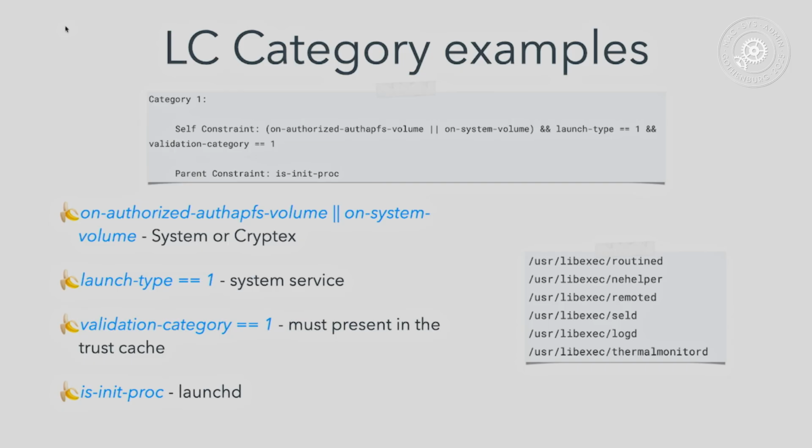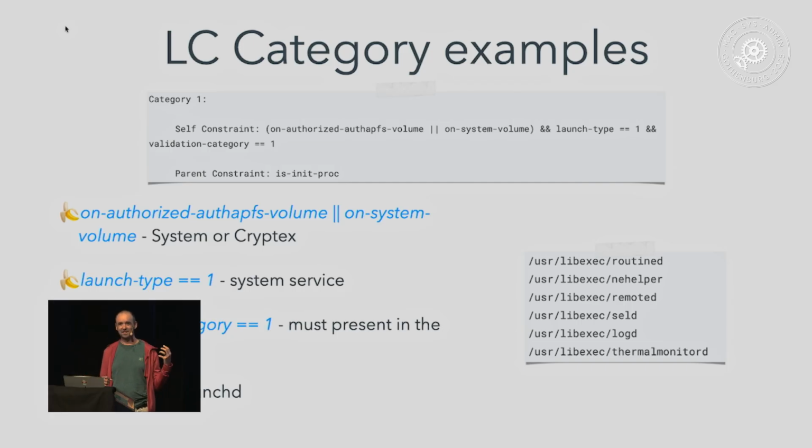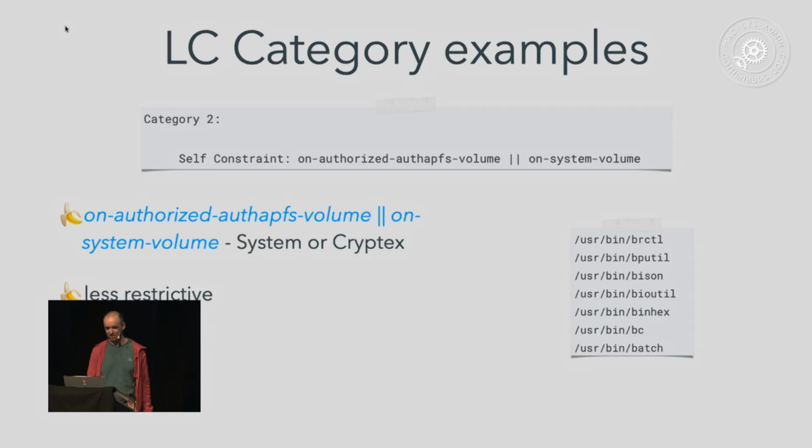The parent says is init proc, which means launchd. So basically this defines that the application or the binary this constraint relates to must be started by launchd, so you cannot start it from the command line. It must be on the system partition, so you cannot make a copy of that, or on a cryptex, of course. So basically this maps usually all the system daemons you have, because they are in the system partition and they are started by launchd.